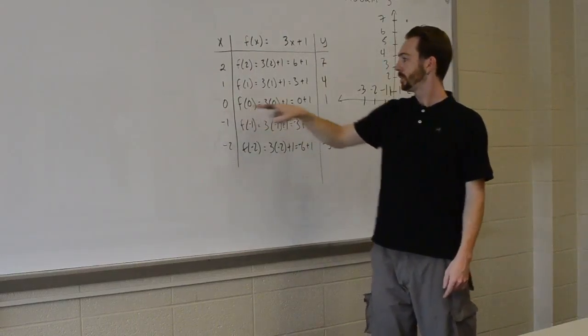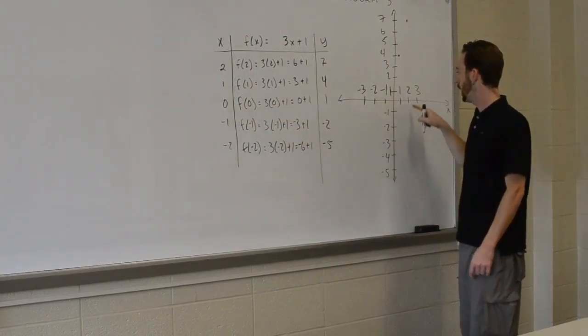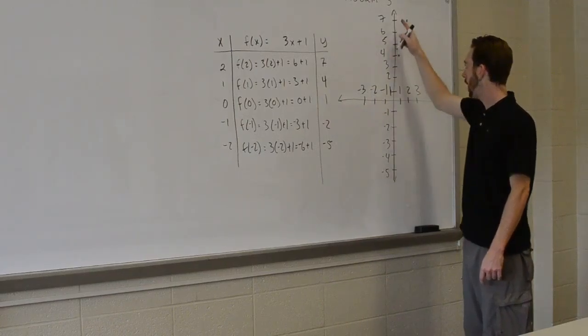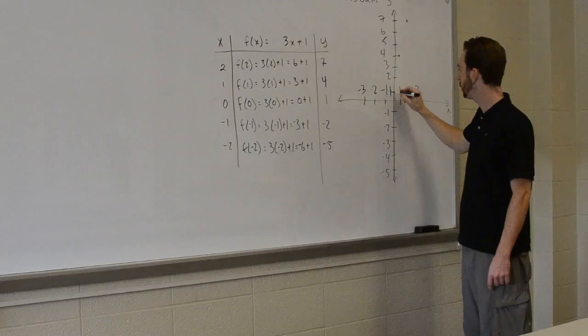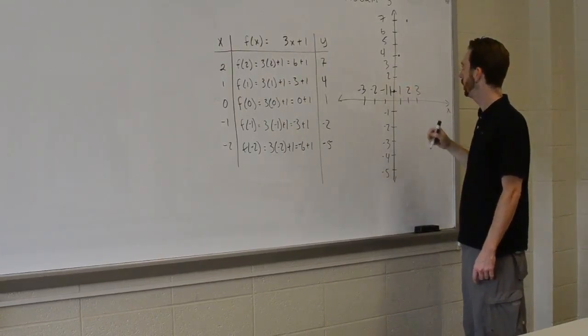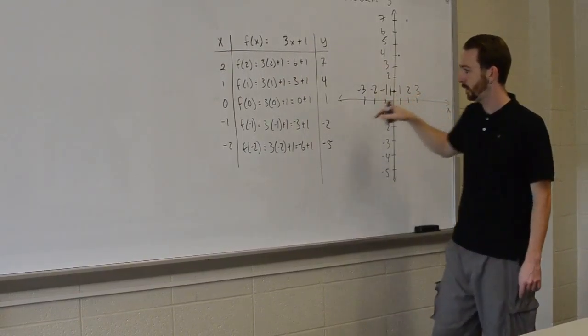We now have x equals 0, y equals 1. x equals 0 is going to be here on the y-axis, so our point will lie on the y-axis at y equals 1. So this is our third point.